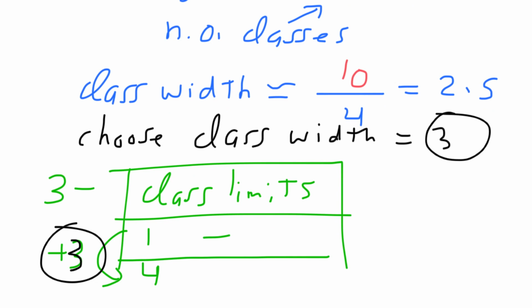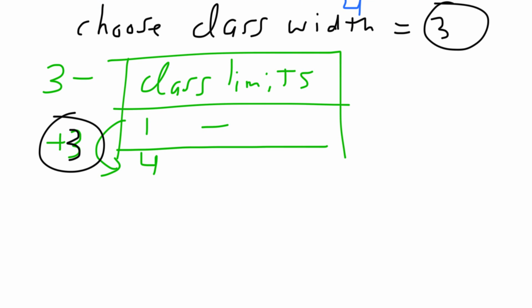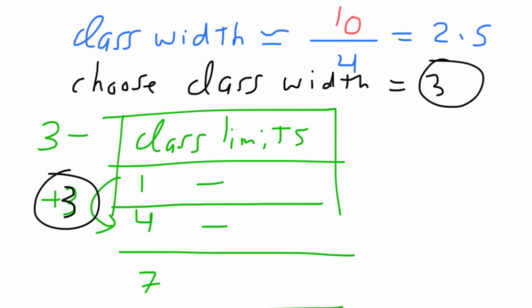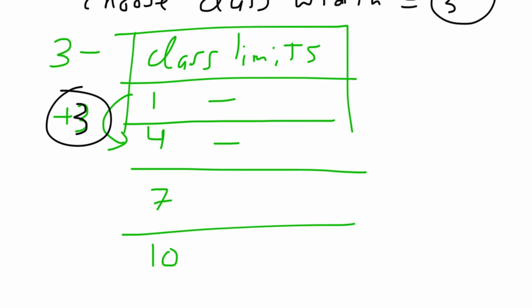This will also be the beginning of the next class. I'll just add 3, so the next class starts at 7, and then add 3, it will be 10. So now that's it, because my design is only 4 classes. Remember, my design is supposed to be only 4 classes. So I should stop here, and hopefully my design is correct and covers all the data.